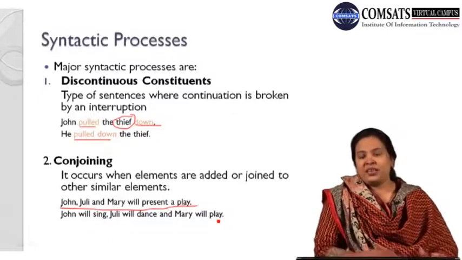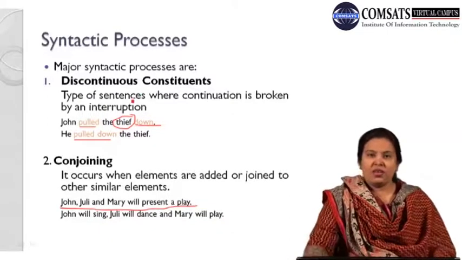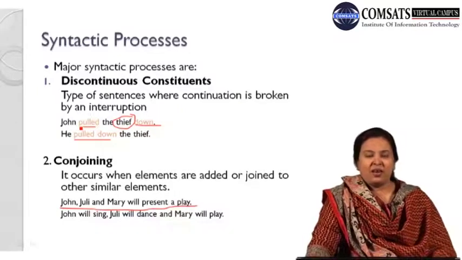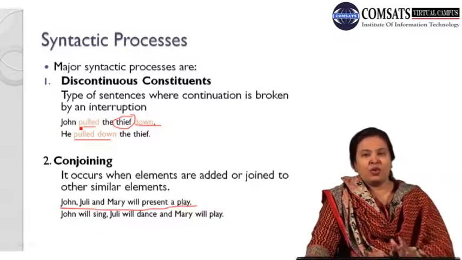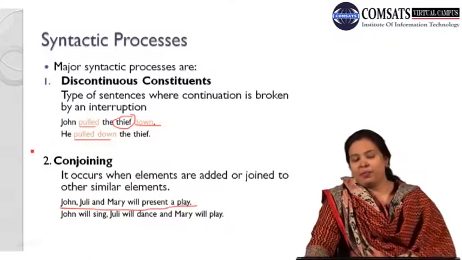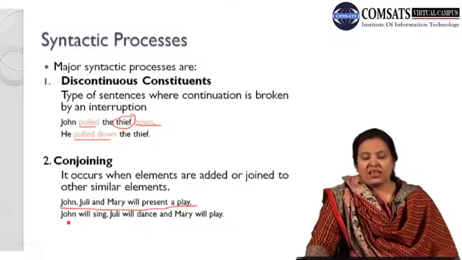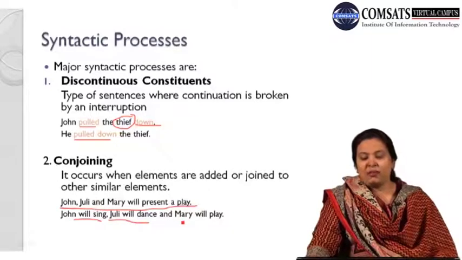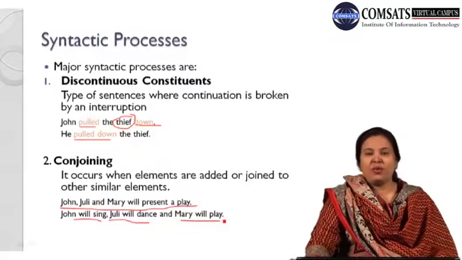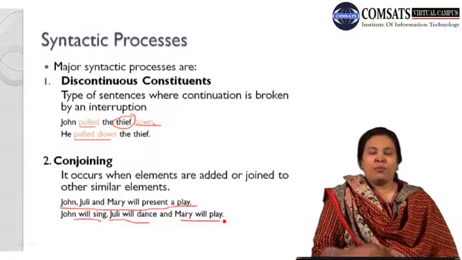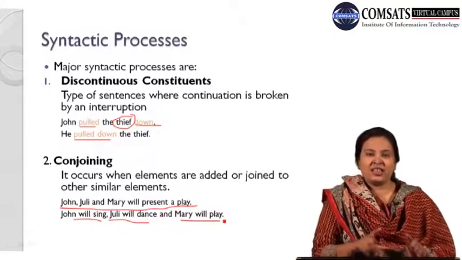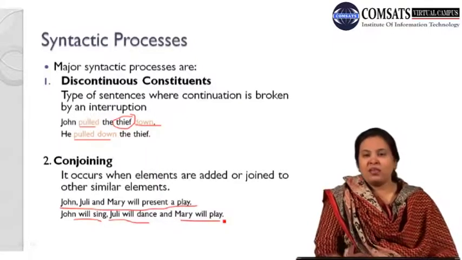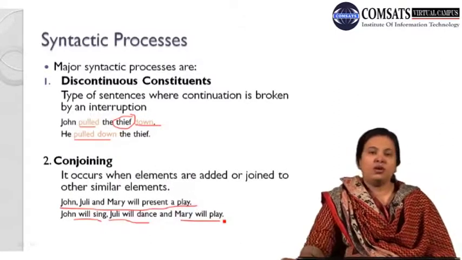Another person is adding information, typically telling what each of these persons is going to do inside the play. John will sing, Julie will dance and Mary will play. So this way, inside the existing sentence we add some more elements, and this effect is known as conjoining.